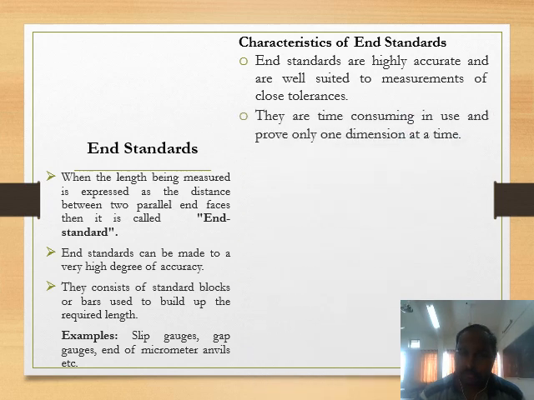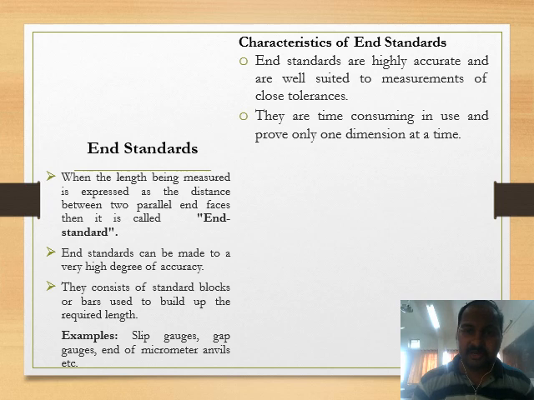They are time consuming in use and prove only one dimension at a time. For example, a ruler can be used for measuring the distance between any two engraved lines over a defined length, say from 1 centimeter to 30 centimeters. Once it is calibrated, we can use it a number of times.